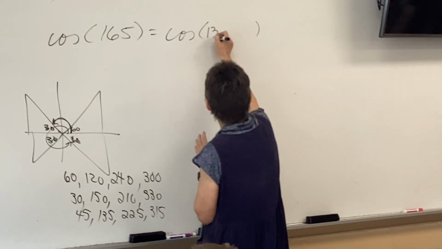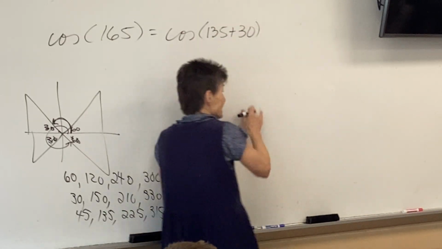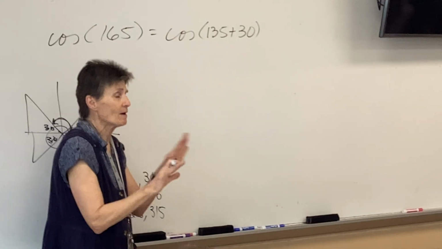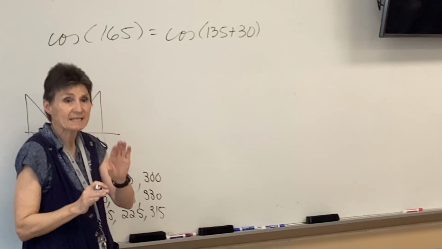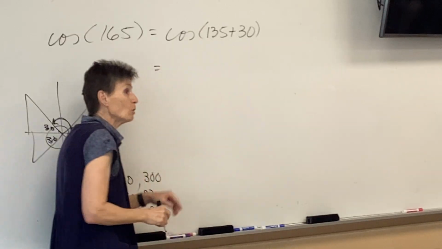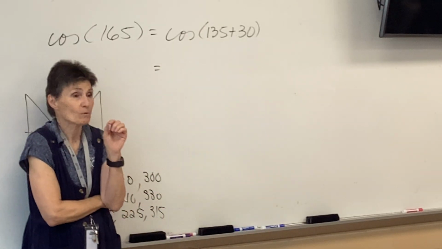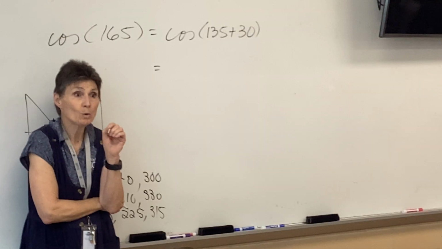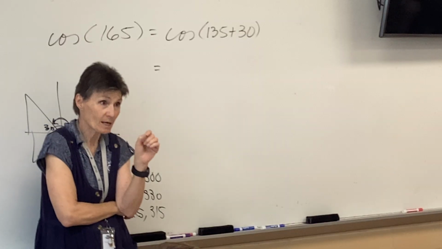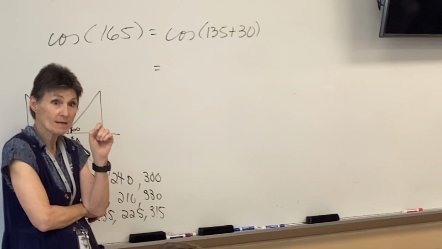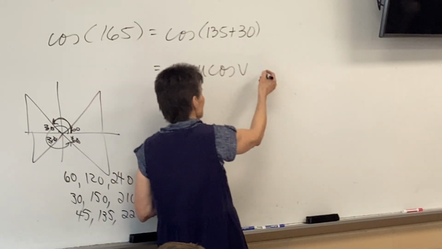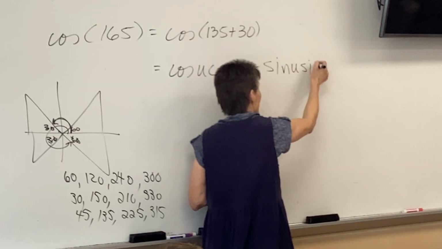135 and 30, I heard. Myself, I was thinking 120 and 45. There are lots of options. The work will look different, but the answer will be the same. So let's go with this. Now look on your sheet, and we're looking for the formula for cosine of u plus v. That formula says cosine u cosine v minus sine u sine v.